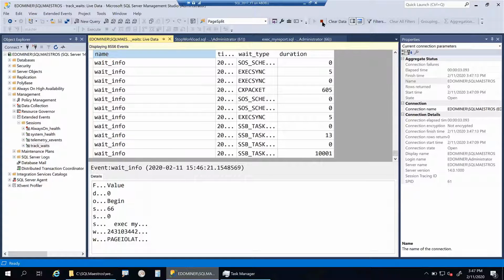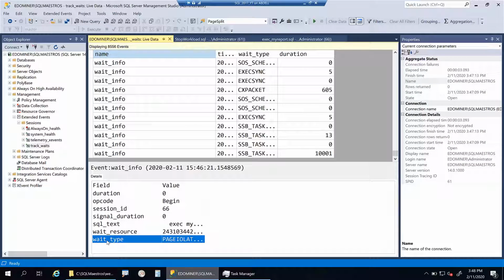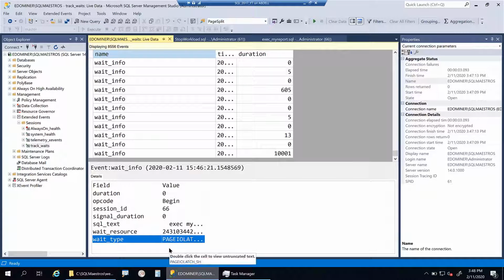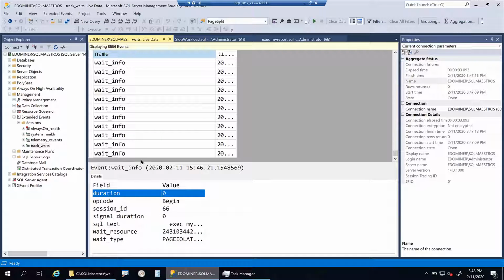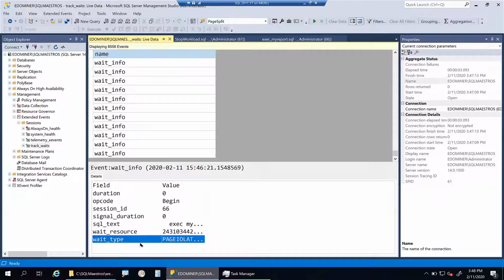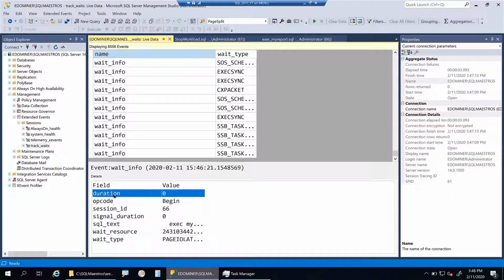Once the capture is complete, I can stop the feed, and now I can do some mathematics here. What I want to do is take my wait type, right click and show the column in the table, and also take the duration of each wait and show that column. Oops, sorry, timestamp I don't need, so I can remove this column. I need the wait type and the duration, so I can right click and show column. So this is what I need.